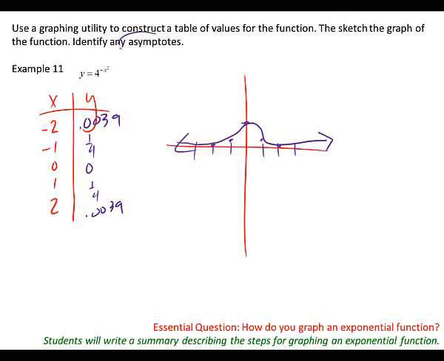It does ask us to identify asymptotes. So do you notice how it never goes below the y-axis there? So our asymptote would be y equals 0. I'm going to show you in a minute here. It's not in the notes, but I will show you a quick way to identify asymptotes here in a second.